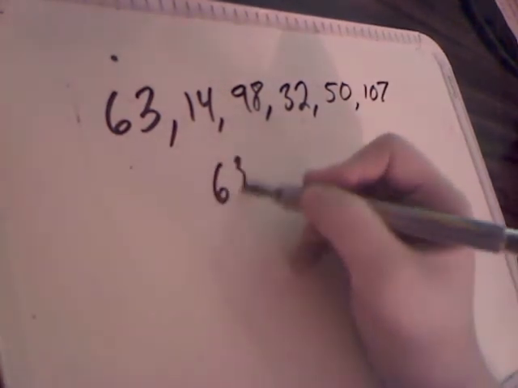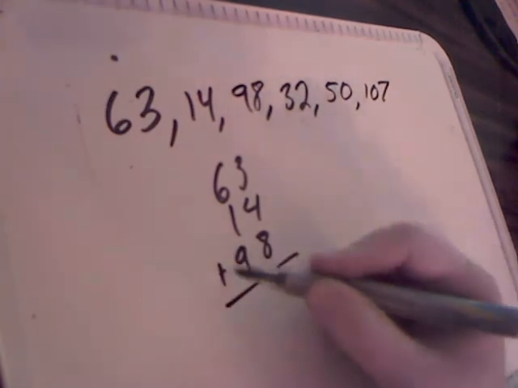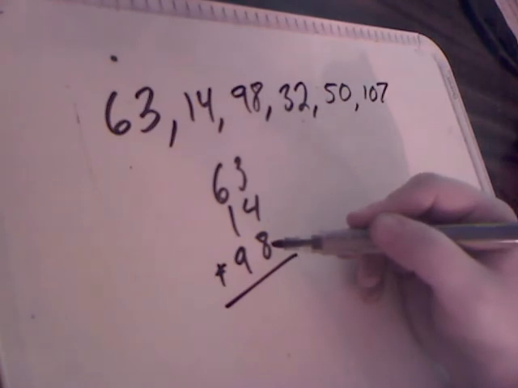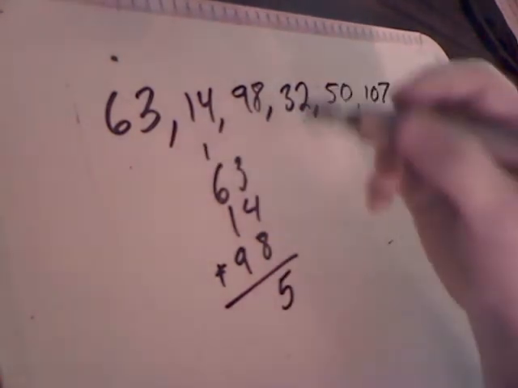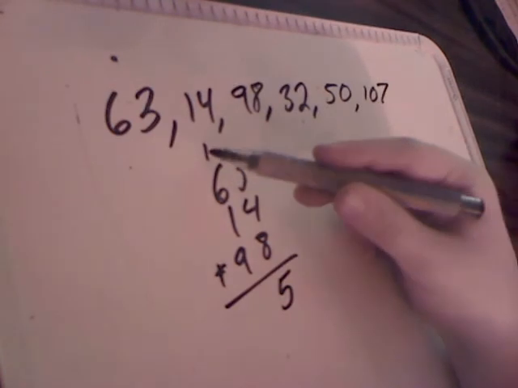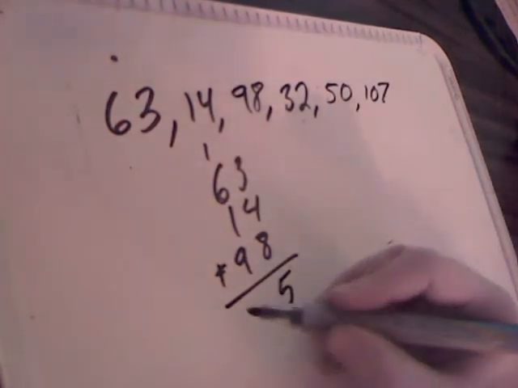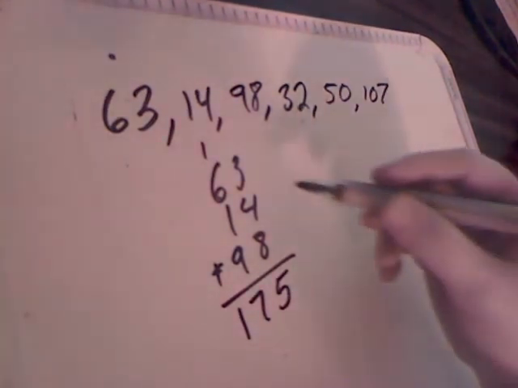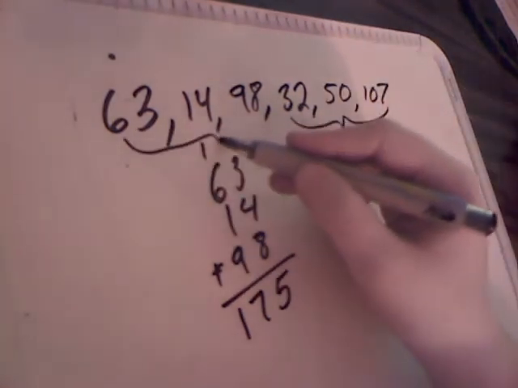So let's do 63 plus 14 plus 98 first. 4 plus 3 is 7, plus the 8 is 15. Put 5 down there, carry the 1. 6 plus 1 and 2 is 8. 8 plus 9 is 17. So we have 175 there. Then we're going to add up these 3 numbers. Just make it a little bit easier to see there.